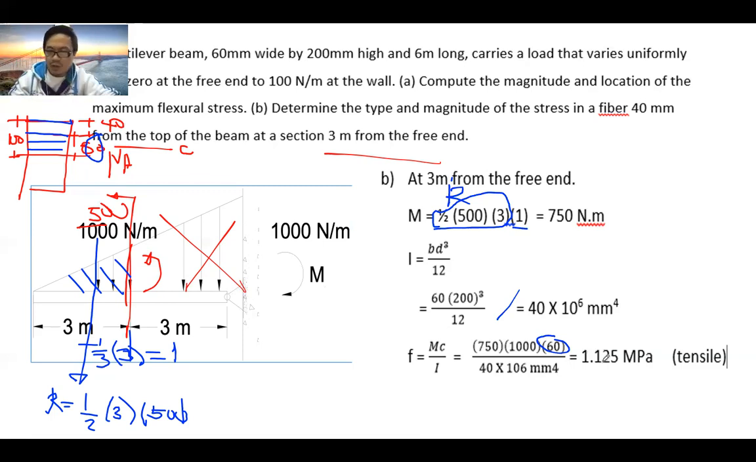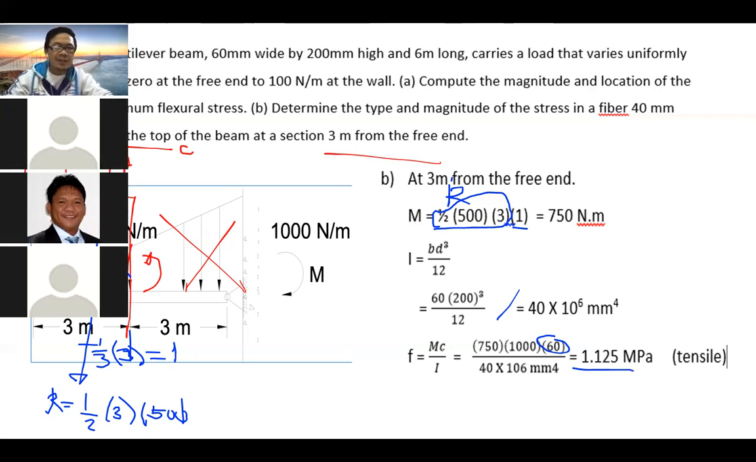Okay? Ito yung pag-calculate. So we have 1.125 megapascal for this particular stress at 3 meters distance from the free end, at saka dito lang. Okay? Dito lang na fiber, hindi sa taas. Hindi dito. Okay? Is that clear? We can move. Thumbs up, please, if everything is fine with you. Okay, so we can move to our next problem. Thank you.